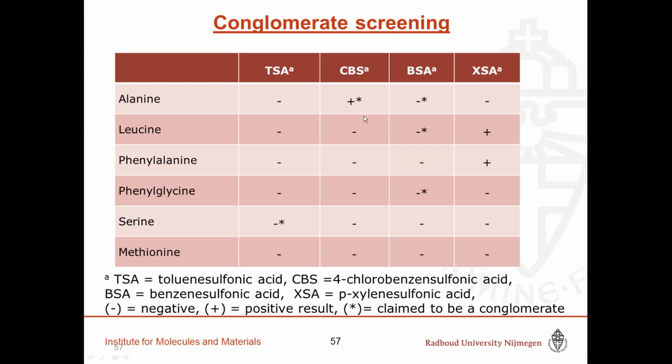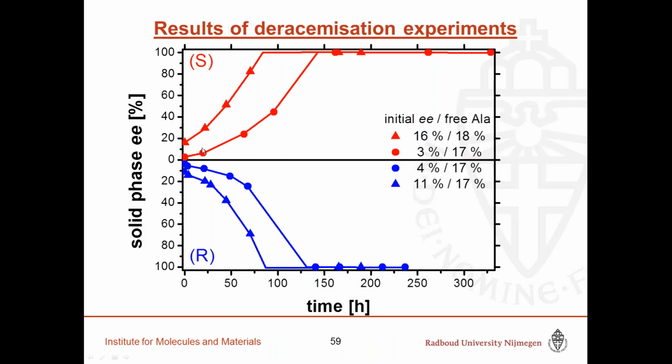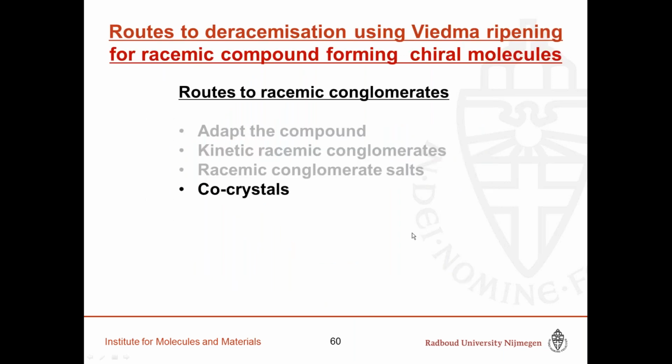Now she used this result on this alanine parachlorobenzene sulfonate, in a similar setup as I showed you before, and the result is a very nice experiment. You see a typical deracemization curve in the form of a sigmoidal up to 100%, and it stays nicely constant at 100%. So perfect deracemization because of this salt, which forms a racemic conglomerate.